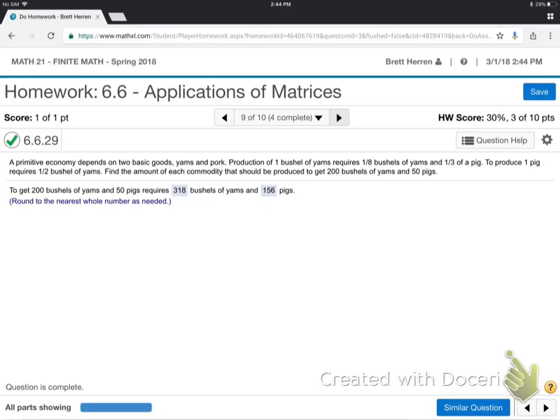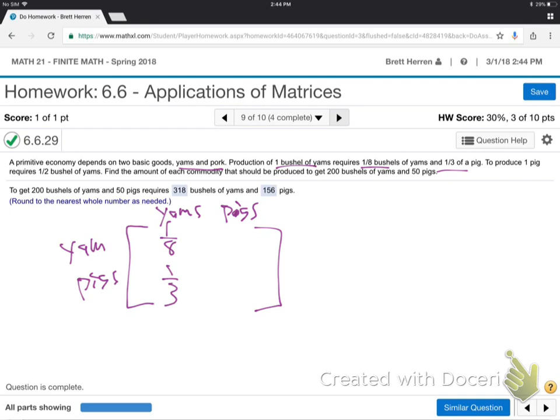So, all right, private economy, 2 basic goods, yams and pork. Basically, I'm going to put yams and pigs. 1 bushel of yams is a 1/8 and 1/3. So they're telling you the numbers in the production matrix. And 1 pig is a half of yams and nothing there. That's the A matrix. They just told me the A.